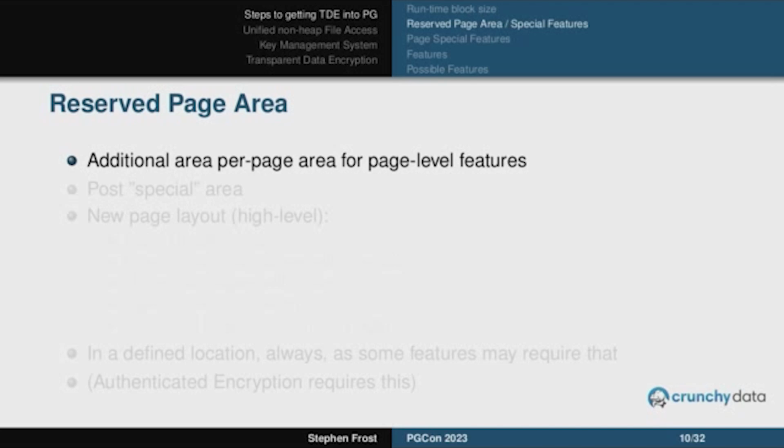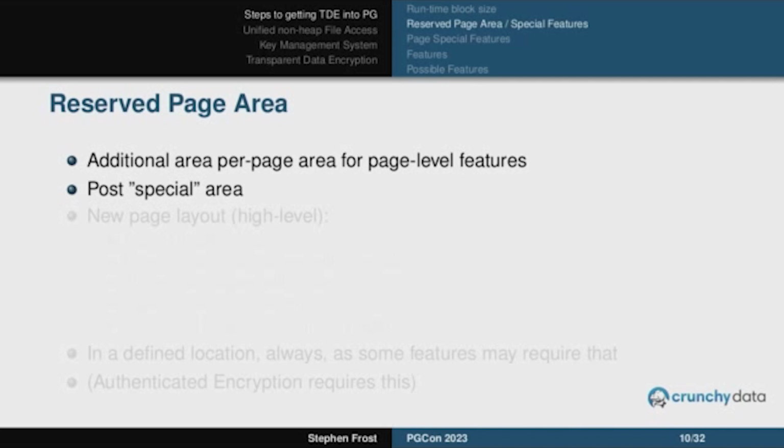So then we start talking about, okay, well, once we've got that, now everything is kind of going through this page structure, but the page structure can vary in size. We can have this way of grabbing a portion of that page for our own use, right? So this is the idea of a reserved page area. And we talk about this as post special. So there is a special area on a lot of different pages. The Heap doesn't, but a lot of the indexes have the special area.